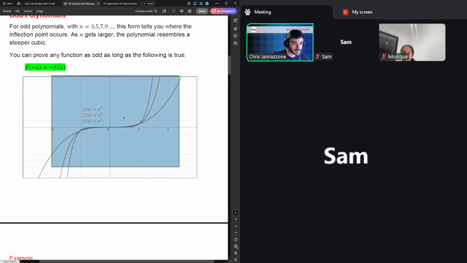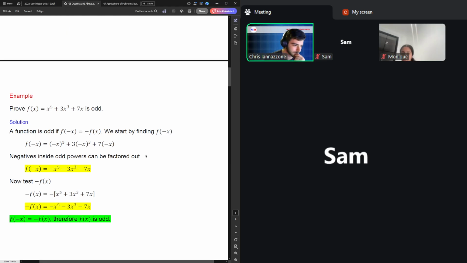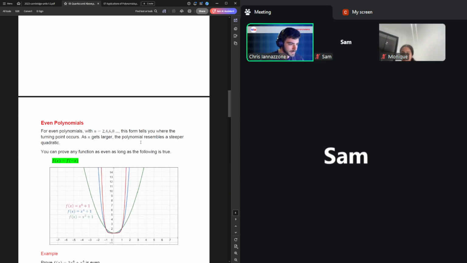So it doesn't have to be a cubic. It can be any other type of shape, so long as it has this diagonal symmetry going on. There's a bit of a reflection in the line y equals x, but not quite. You can see how it's inflecting in the middle and kind of mirrored, but a little bit different. That's the idea of an odd function anyway.